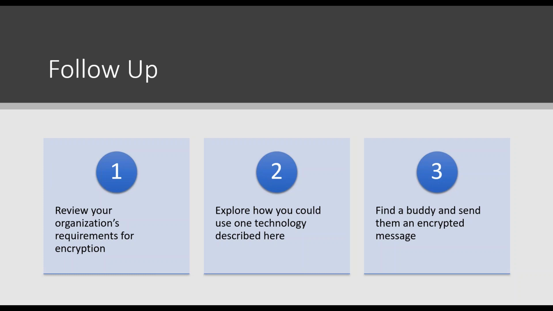We talked about a lot of different tools. We talked about BitLocker and FileVault for your disk encryption. We talked about email encryption. We talked about some secure communication or collaboration tools like Signal and Keybase. Explore how you could use maybe one of the technologies that we talked about today. And then, hey, if you're on Signal, go ahead and find a buddy and send them an encrypted message. You can find me on Signal. You can find me on Keybase. You can find my PGP ID and send me an encrypted message, and I'd be happy to help you as you explore this security frontier.